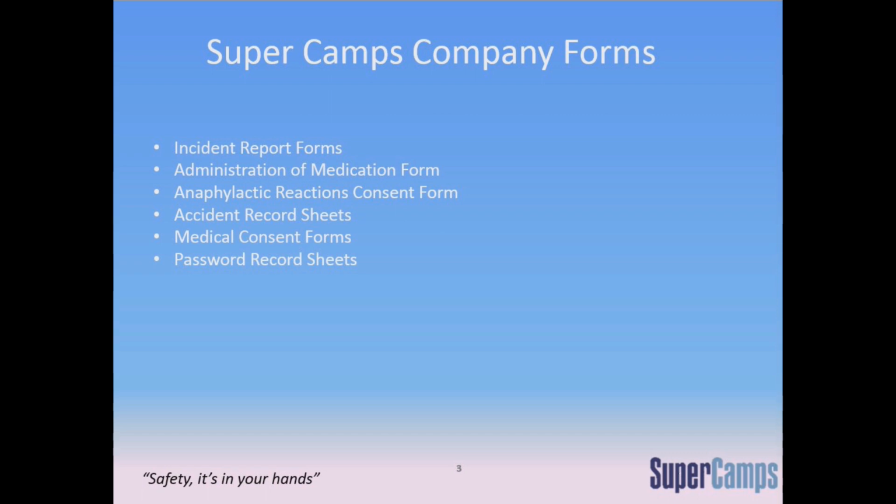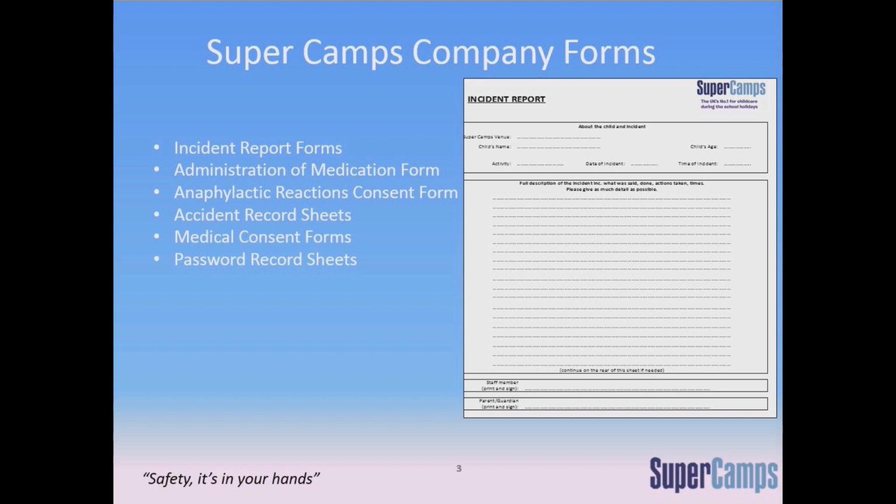So the incident report forms, administration of medication form, anaphylactic reaction consent form, accident record sheets, medical consent forms, password record sheets. So the incident form, this is what it looks like. Very important to fill in the relevant details. So you need to have the Supercamps venue, the child's name, the activity in which it happened. So this happened in archery, this one. The date of the incident, the child's age and time.